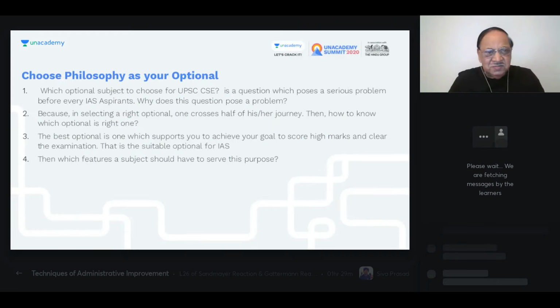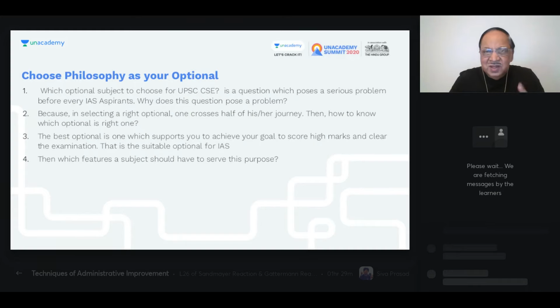So, to proceed, there is one very important question that comes to the mind of every serious IAS aspirant. And the question is: which optional subject to choose for UPSC CSE? This is a question which poses a serious problem to every serious IAS aspirant. Why does this question pose a problem to aspirants?